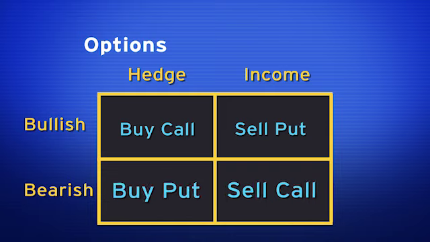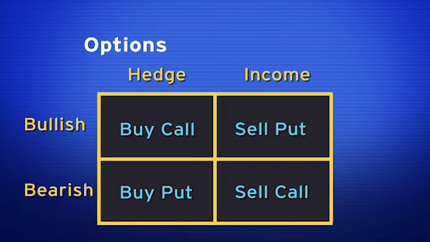So those are some examples of options relative to in the money, out of the money, at the money, max gain, max loss, break even, and strategies. What do we do to hedge if we're bullish? What do we do to hedge if we're bearish? What do we do to generate income if we're bullish? What do we do to generate income if we are bearish? All right, so that kind of takes care of the option positions.